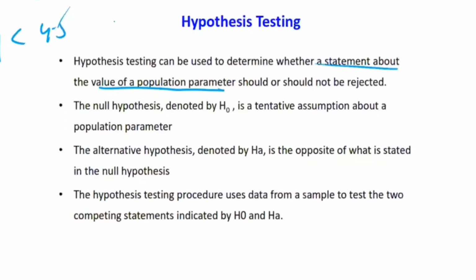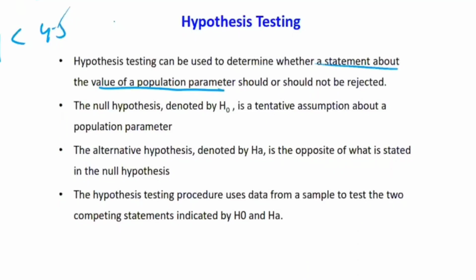These are the two options we are having: either accept or reject the null hypothesis. If you accept the null hypothesis, you are obviously rejecting the alternate. If you are rejecting the null hypothesis, you are accepting the alternate hypothesis. Just opposite. Accept is also called do not reject. Both are the same: accept and do not reject.